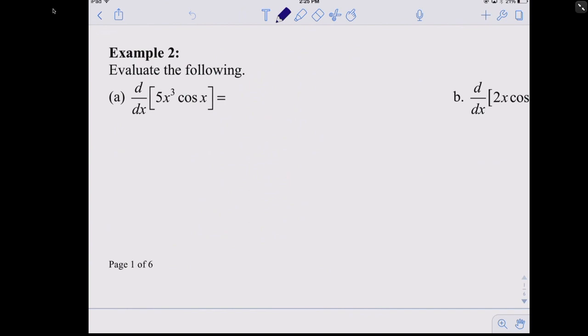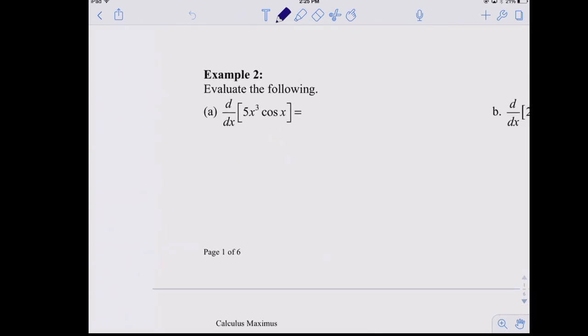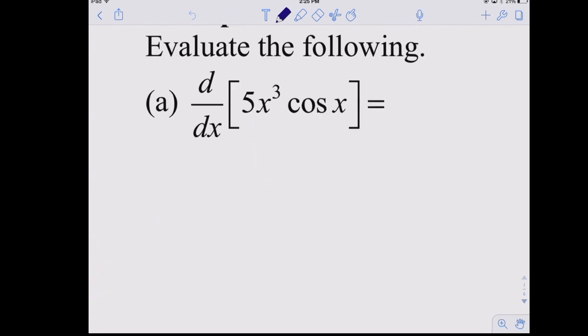All right, so 2.4, example 2, we are going to practice the product rule. Your questions on your test tomorrow are going to be very straightforward. No more difficult than what we're going to do on example 2 and example 3, okay? So we walk up to the problem.